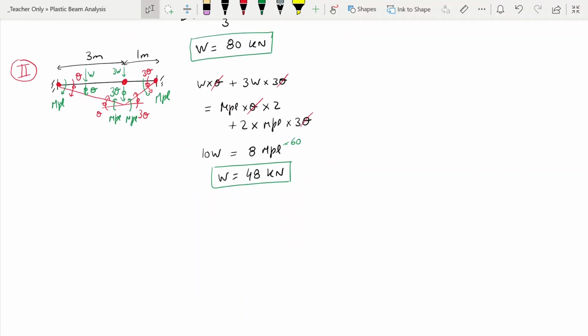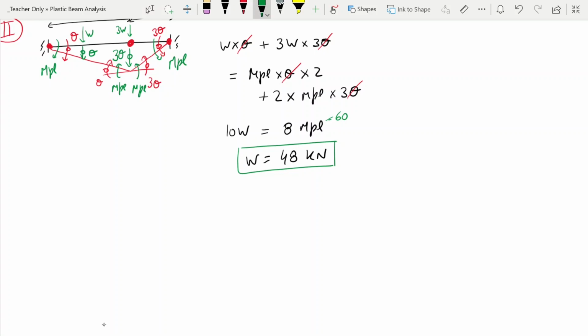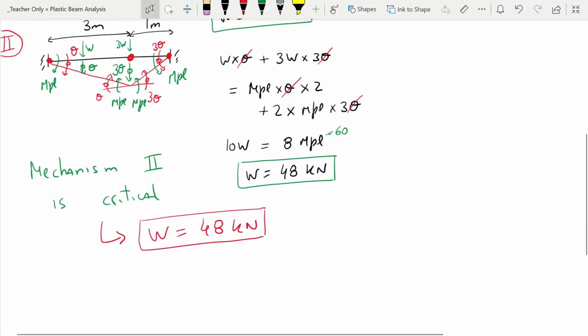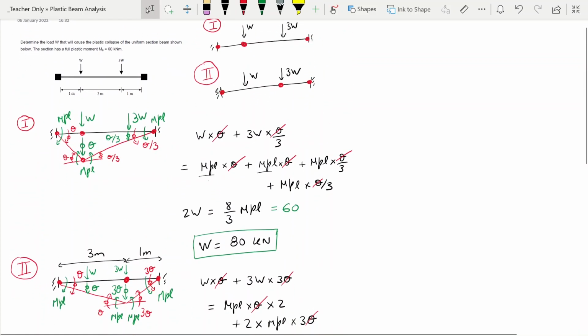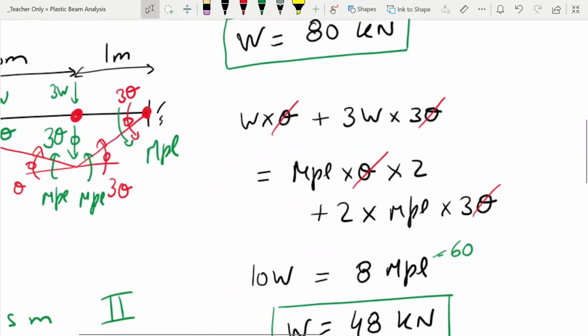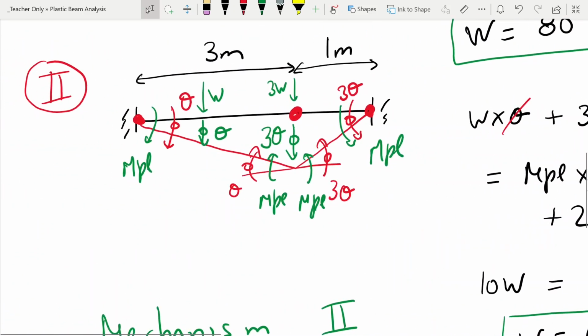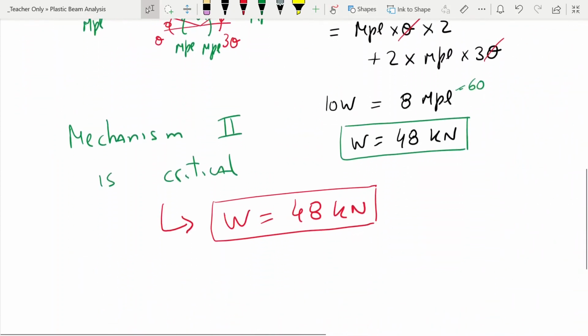So to finalize this type of problems, you just have to write down that mechanism 2 is critical, and then we can write that W is equal to 48 kilonewtons. So what did we learn in this problem? We learned that the load that causes the collapse of this structure is equal to 48, and the collapse will look exactly like the one we calculate in the collapse mechanism number 2. So that's the idea behind these problems.